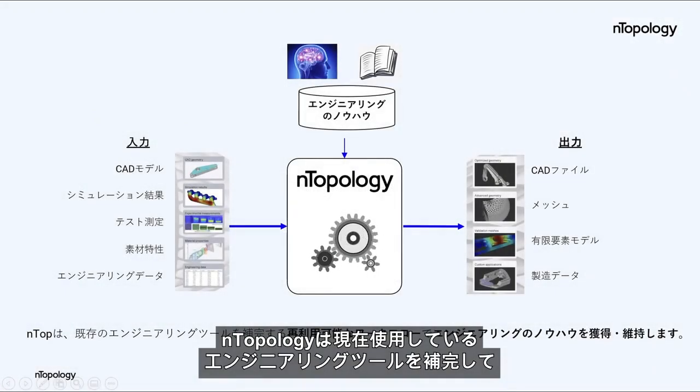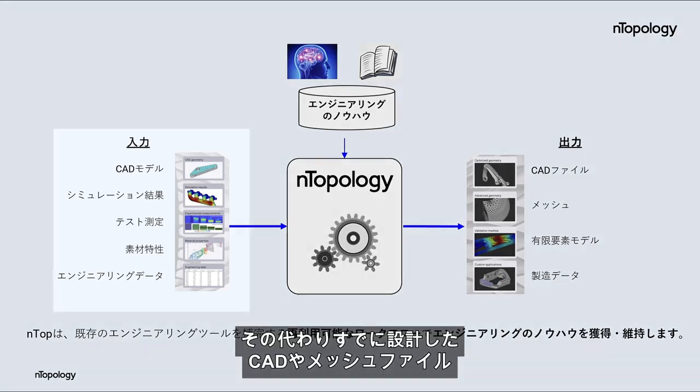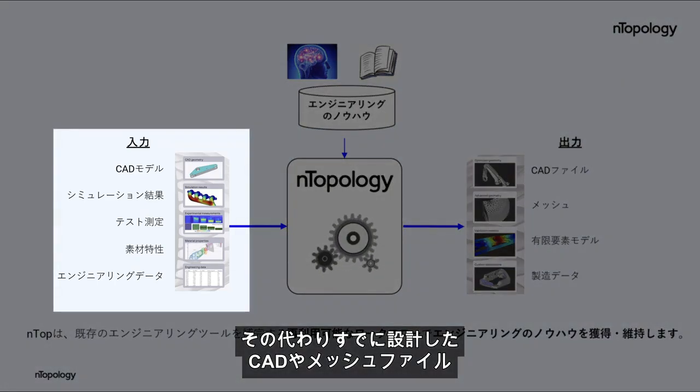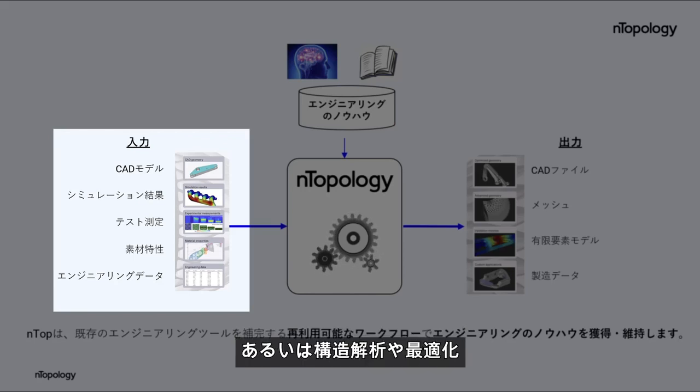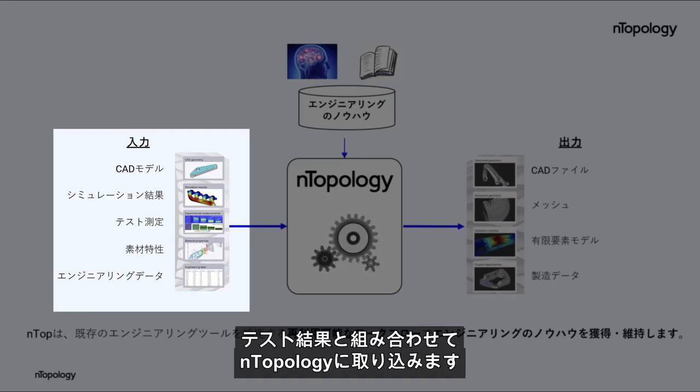nTopology is meant to be used to complement and work with your current engineering tools, so we don't typically start from zero. Instead, we import into nTopology things like CAD or mesh files that we have already designed, or even in combination with other engineering data and test results, for example from structural analysis and optimization, or CFD data.